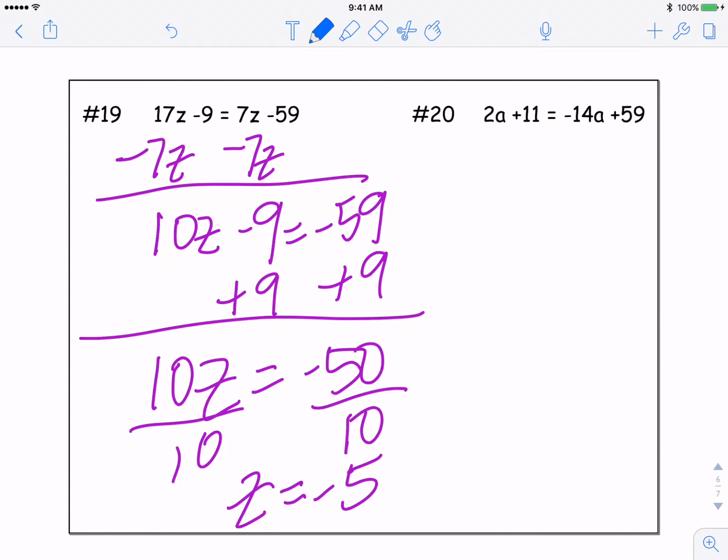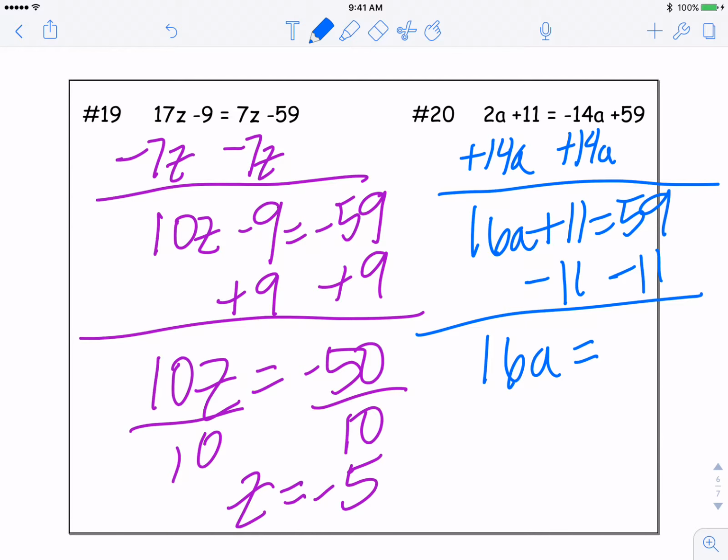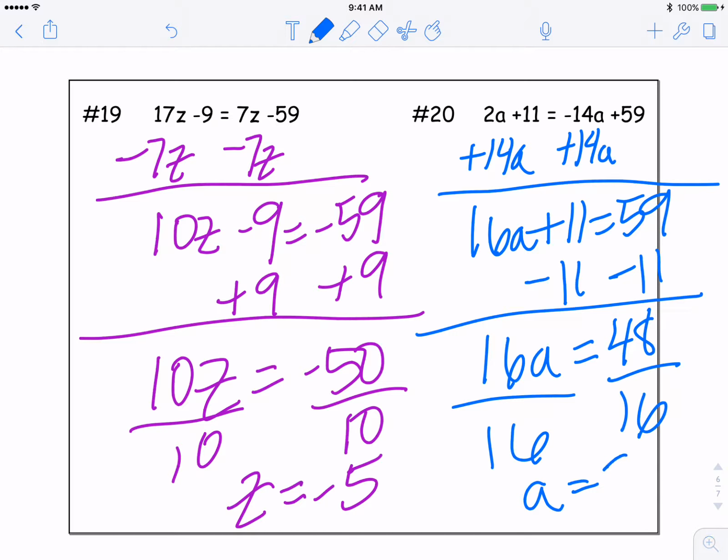And lastly, number 20, add 14a to both sides. That leaves us with 16a plus 11 is equal to 59. We're then going to subtract 11 from both sides to have 16a equal to 48. Our last step then will be to divide both sides by 16, and that will come out to exactly 3.